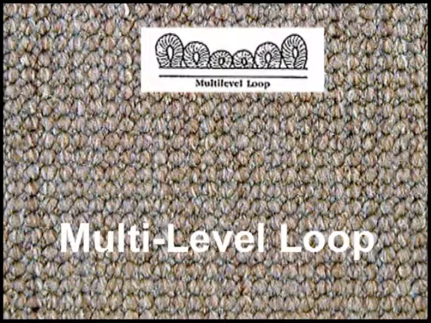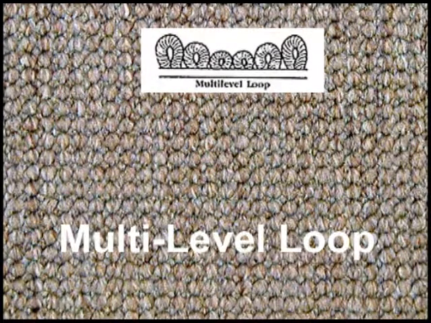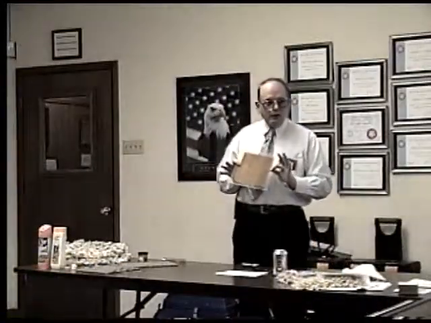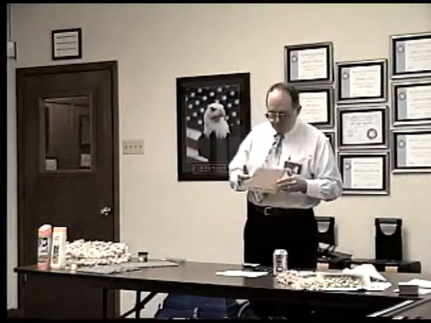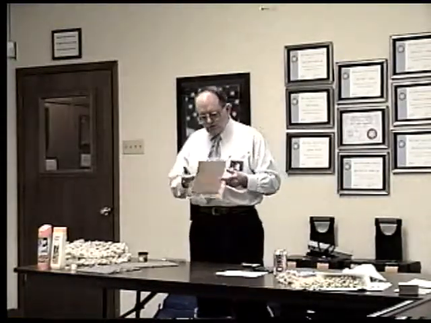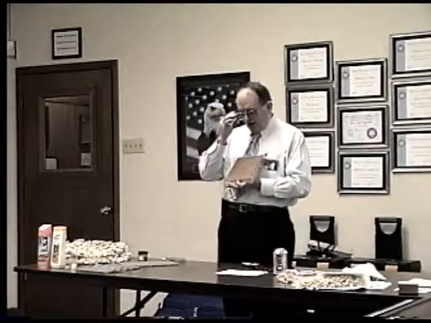I'm going to give you this multi-level loop carpet in a section. There's two things about this piece right here. Number one, it's direct glue down. They do that because it's cheaper to install. Then when it comes time to replace it, it's more expensive. But there's no pad, so it's hard to walk on. But the big thing here is this multi-level loop.